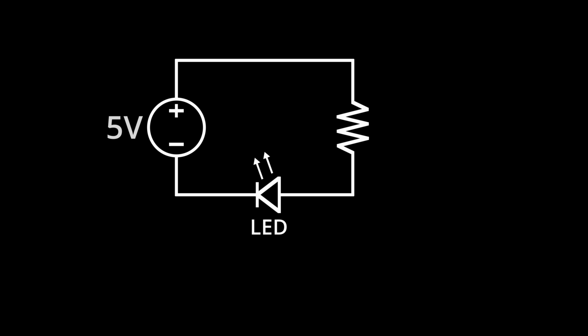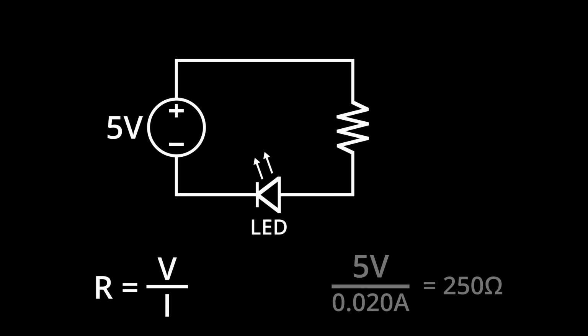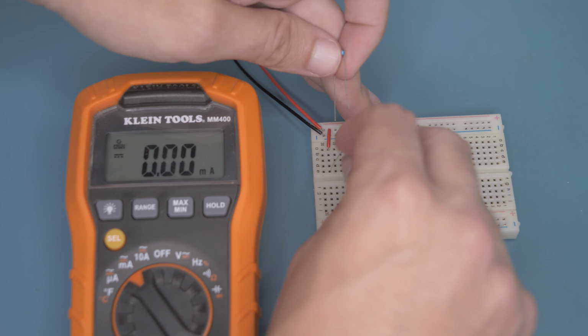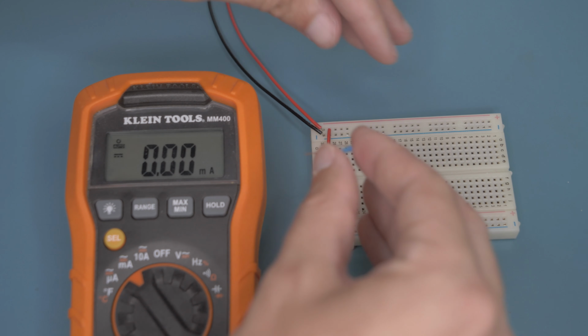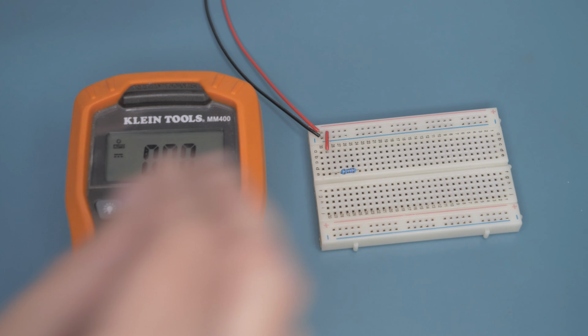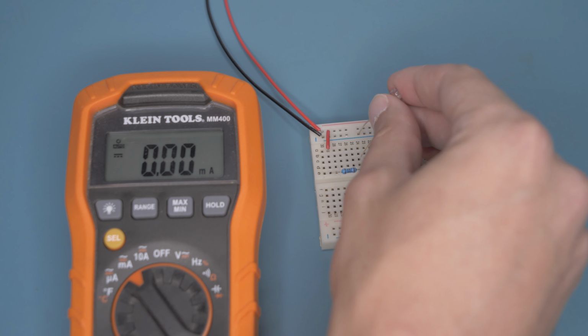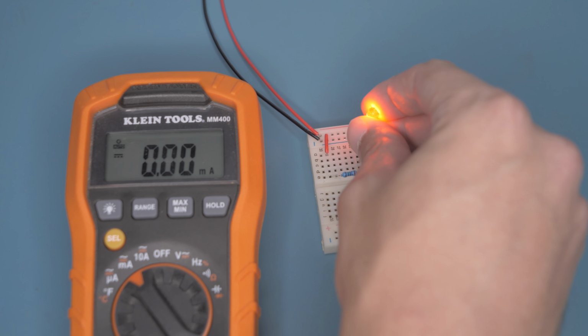So, using our 5 volt source, we can use Ohm's law to calculate how big of a resistor we would need if we wanted to ensure that only about 20 milliamps would pass through the LED. We need about 250 ohms of resistance. I don't have an exactly 250 ohm resistor, so I'll use this 270 ohm one instead. Putting in a 270 ohm resistor, our LED lights up, and we can be assured that it isn't going to blow itself up in the process.